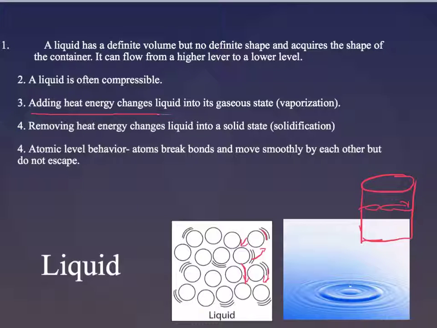Adding heat energy changes a liquid into its gaseous state. This is called vaporization. It's also called boiling. It's also called evaporation. Now the difference between these: boiling is something that happens from the bottom, near the heat source. Evaporation happens near the top, where the atoms are randomly being given more energy and are drawn off into the atmosphere. And vaporization occurs when all of the matter, all of the liquid, is changed into a gas all at once.